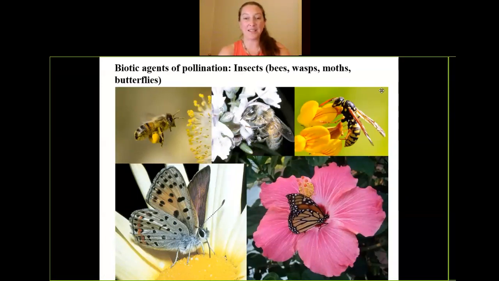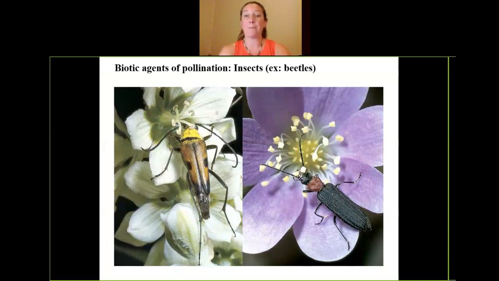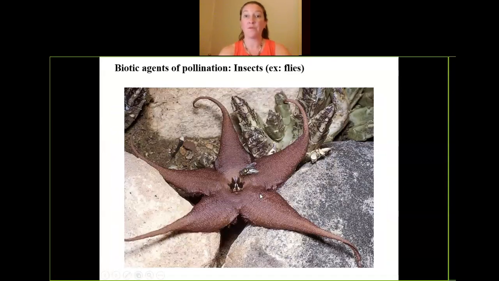Obviously, you can have insects be the vector of the pollen. So the agent of pollination. Look at this bee over here, loaded with pollen, right? But other insects as well. Wasps, butterflies, moths can all be agents of pollination. Believe it or not, beetles can also be agents of pollination. Look how much pollen is on this guy here. Whoa, a lot. Flies can be agents of pollination.